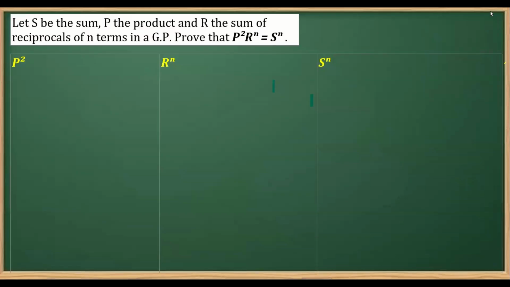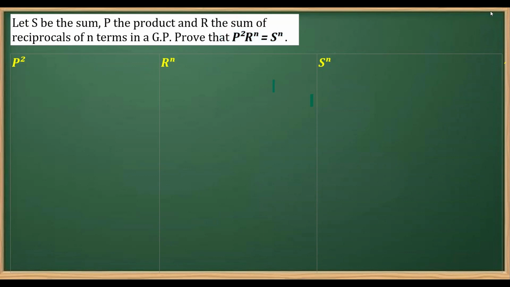In this question from the chapter sequence and series based on geometric progression, it says let S be the sum, P be the product, and R be the sum of reciprocals of n terms of a GP. We need to prove here that P raised to the power 2, R raised to the power n is equal to S raised to the power n.